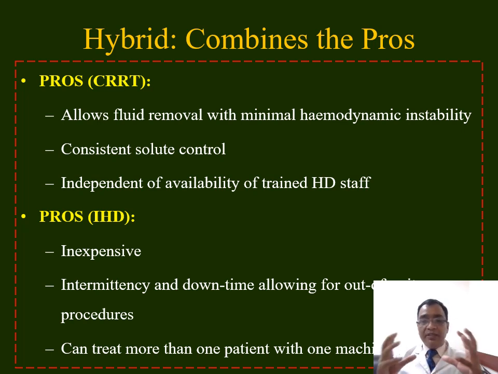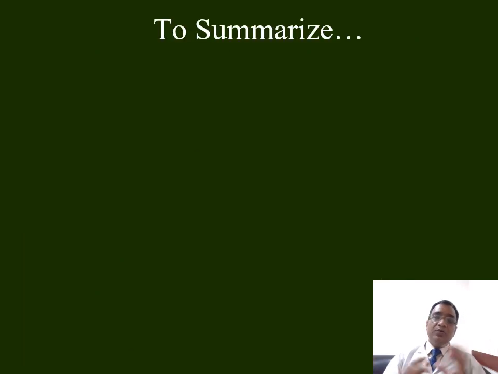So we can combine the pros of these two modalities. What are the pros of CRRT? Allows fluid removal with minimal hemodynamic instability, consistent solute control, and independence from the availability of trained hemodialysis staff. And IHD is inexpensive, with intermittency and downtime allowing the patient to go out for procedures, and it can treat more than one patient with one machine. In CRRT we use one machine for one patient; here we can treat more than one patient because it is intermittent in nature. So we can combine both these things.